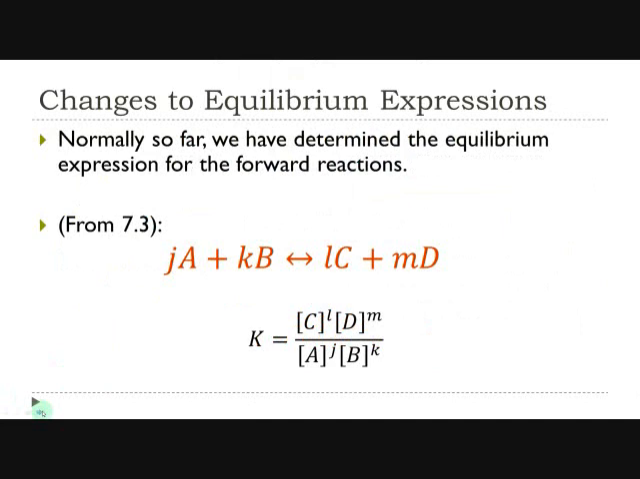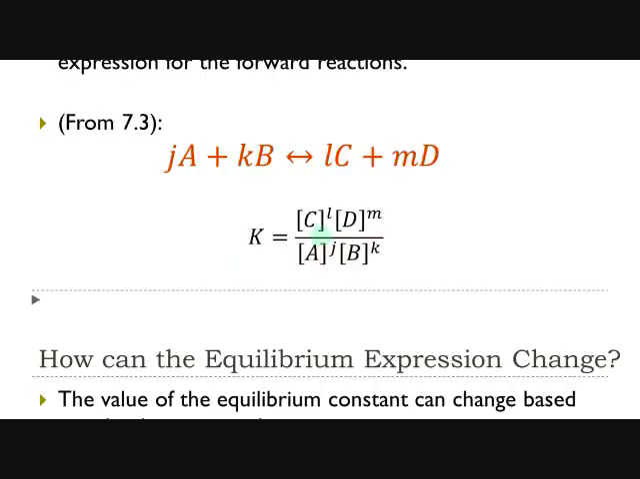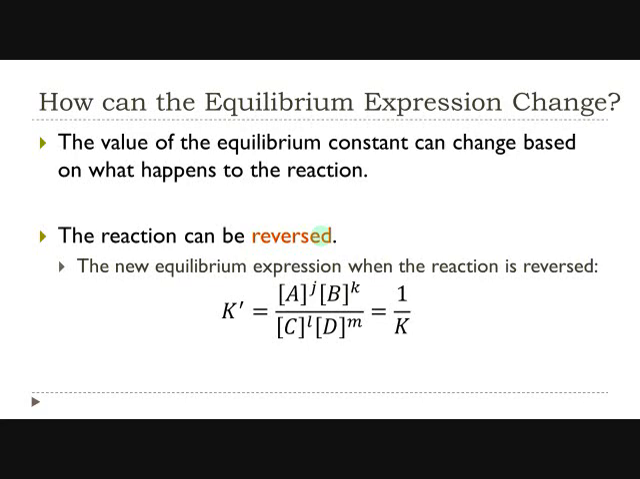So moving on with our equilibrium expression and our equilibrium constant. In 7.3, when we learned how to write the equilibrium expression, we learned it for the forward reaction. So that's how we came up with our products over reactants equation. Now, what happens if you change the reaction somehow? Well, we can predict what will happen to the value of the equilibrium constant based on that change. So we have lots of different ways that we can predict, the first of which is just reversing the reaction.